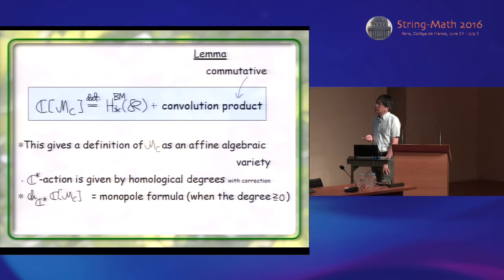In some cases, this Poincare polynomial just diverges, because the weight space of the C-star action may not be finite dimensional in general. But under some assumption, the degree is always non-negative, and under this condition the weight space is finite dimensional. And this character is just equal to the monopole formula. So this seems to be the right answer.